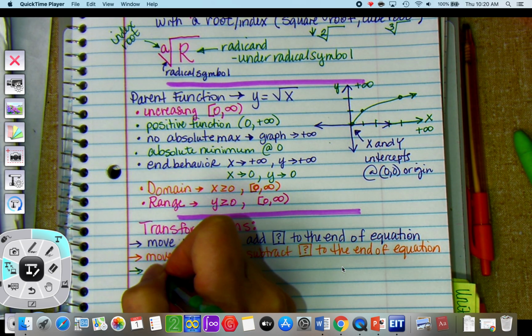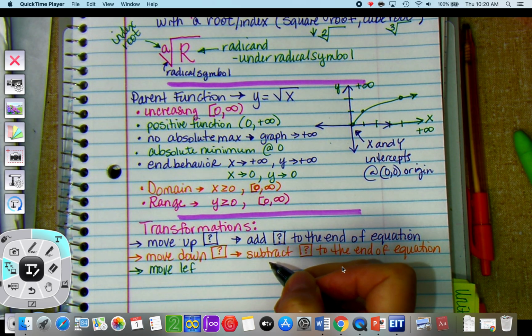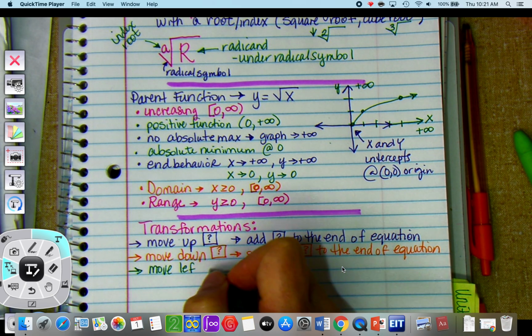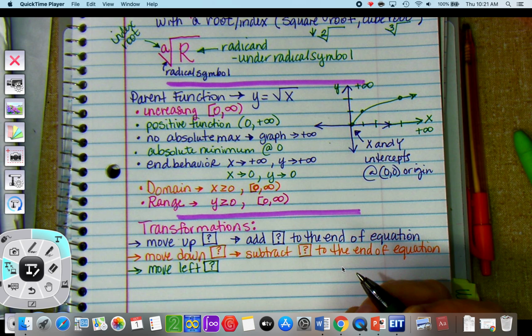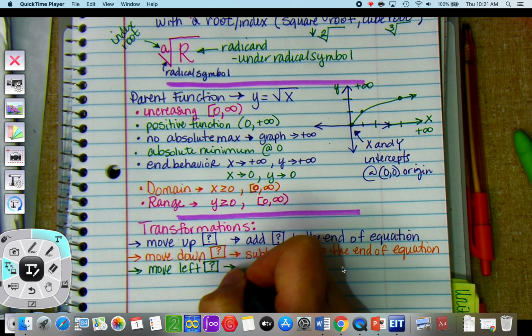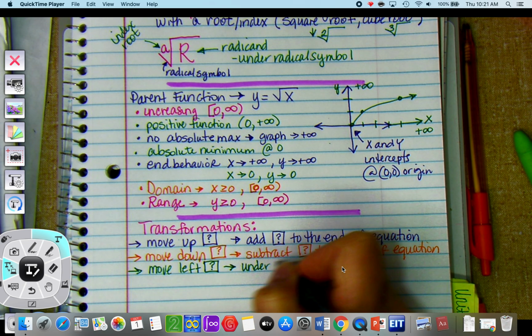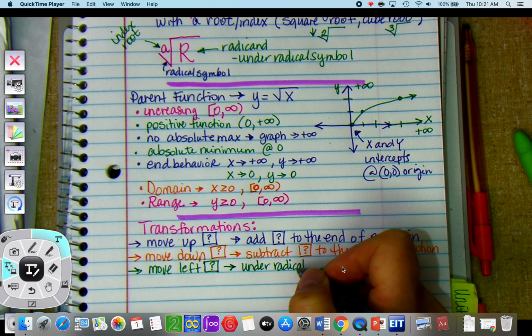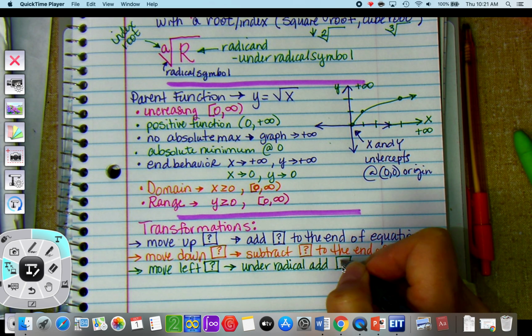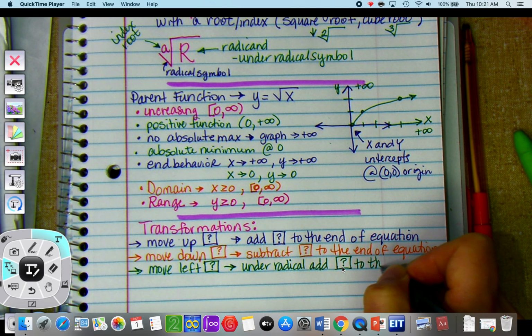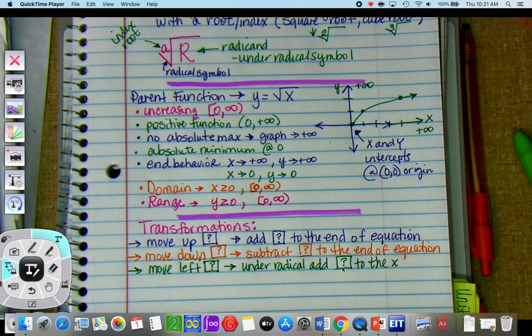All right, let's talk about a few others. If you want to move left, you want to take your function left. Once again, doesn't matter how much you want to move it left, you're going to do the same thing. All right, what's going to happen is under your radical, if you want to go left, you will add that number to the x.